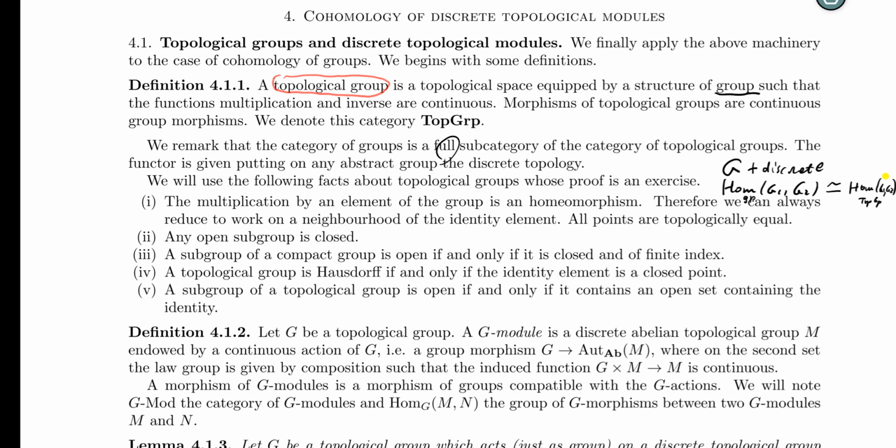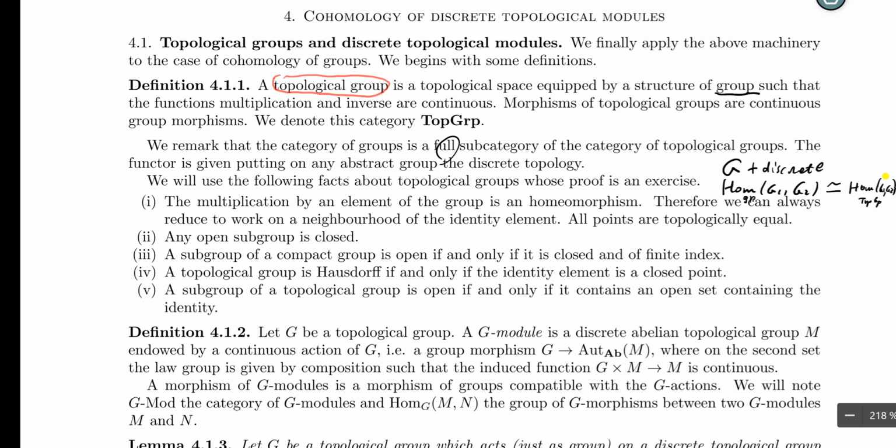Therefore, we can always reduce to working on a neighborhood of the identity element. All points are topologically equal because of the extra group structure. So it's symmetry. The group gives you symmetry information. When we are working on a topological space, not all points are topologically equal. But when you're working on a topological group, all points are topologically equal.